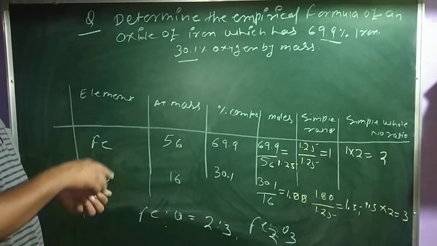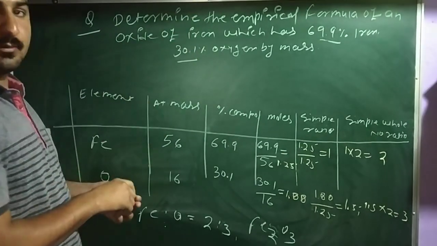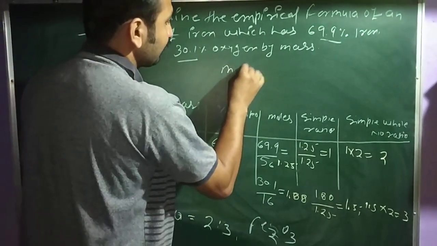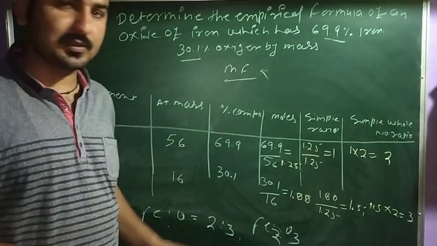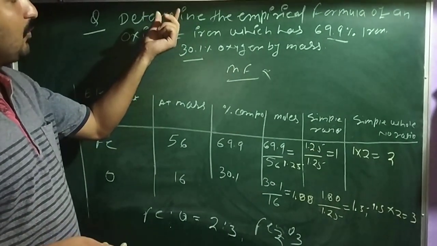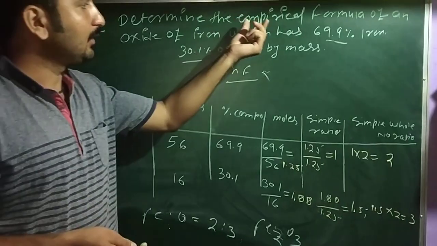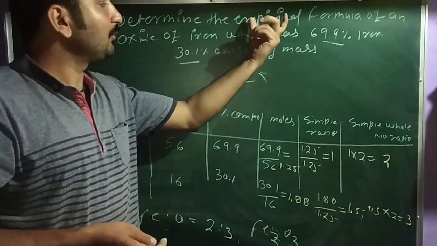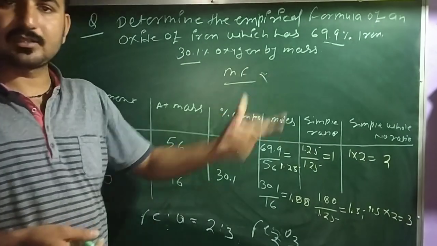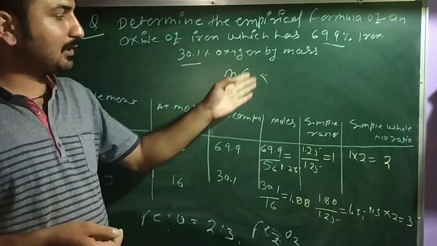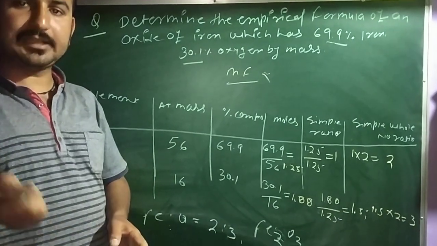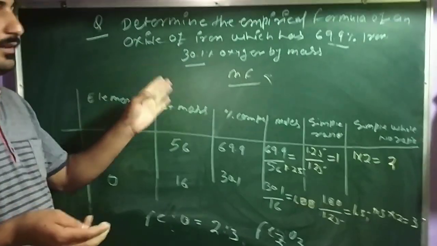But remember, there is no question related to the molecular formula here, and we are not able to calculate the molecular formula in this situation because the molecular mass of this oxide is not given. Unless the molecular mass is given, you cannot find the molecular formula. After that we will calculate it, but here we will not.